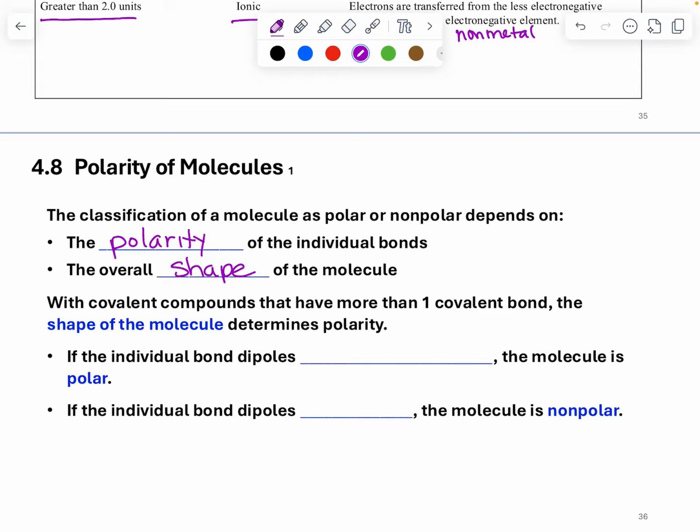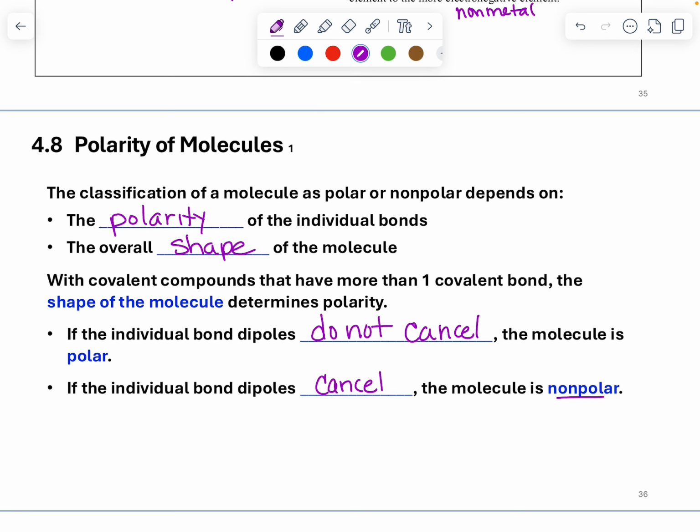So if the individual dipoles do not cancel, then the molecule is polar. If the individual bond dipoles cancel one another, then the molecule is nonpolar. So a quick example, let's see what we have. Now let's look at the next page for some examples.